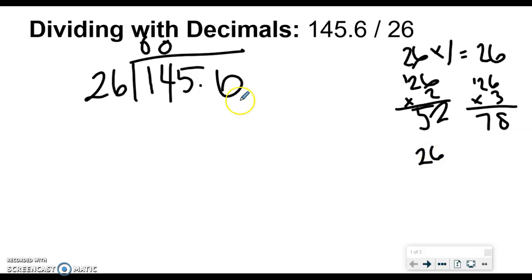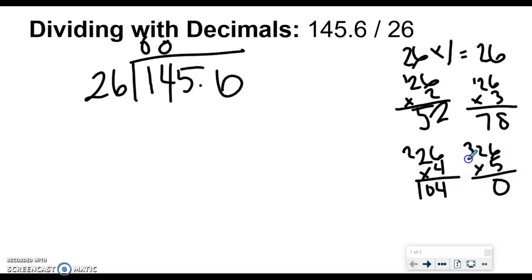So we're trying to get as close as we can to 145. So I'm going to keep going. Okay. 26 times 4. 4 times 6 is 24, carry your 2. 4 times 2 is 8, plus 2 is 10, okay? 26 times 5. 5 times 6 is 30, carry your 3. 5 times 2 is 10, plus 3 is 13. Okay, we're at 130. We're getting close. So I know it's going to be 5, or I'm going to check 6. So let's try 26 times 6.